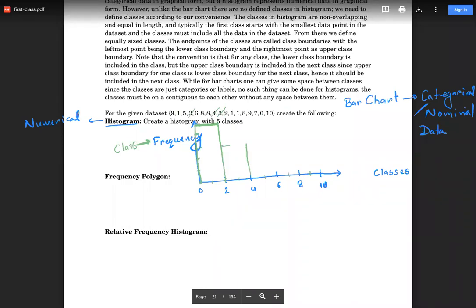And do this. Height is going to be representing the class frequency. How many data points are there? Now let's do between 4 and 6. That means we are looking for 5 and 6, right? 5, 6, 1, 2. And that's it. There are 2 of them.